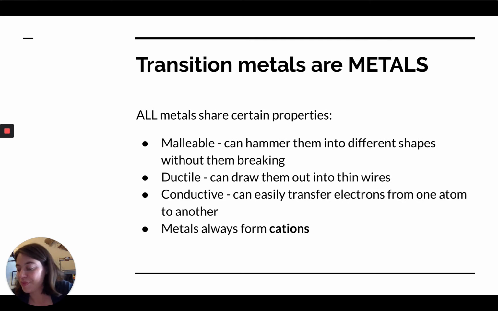So, it is right there in the name. Transition metals are metals, and that means they have all of the metal properties. So just like our alkali metals, just like our alkaline earth metals, these have the metal properties. They are malleable, which means you can hammer them into different shapes without them breaking. They are ductile. You can use them to make wires. They are conductive, which means they conduct both heat and electricity. And they always form cations.